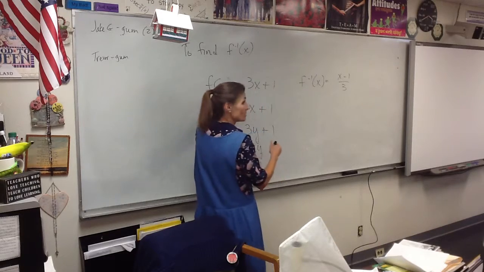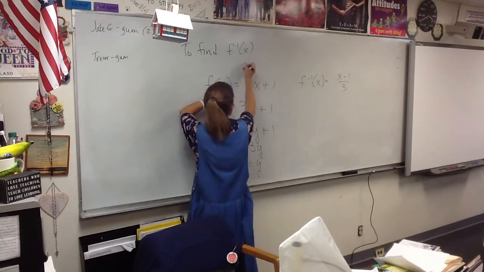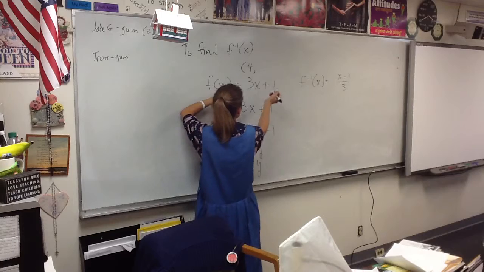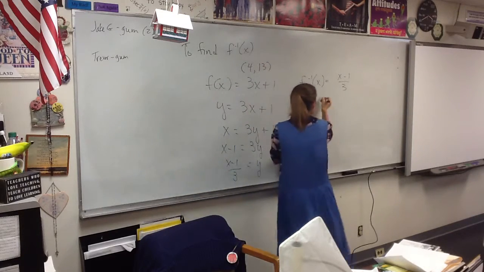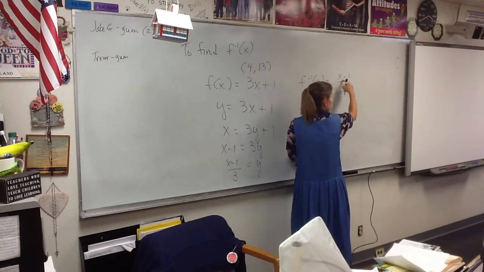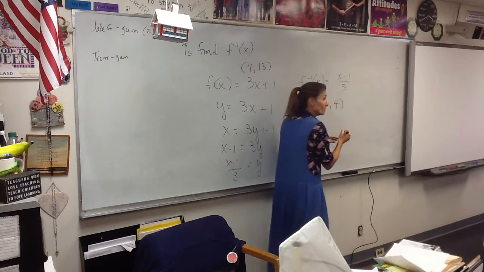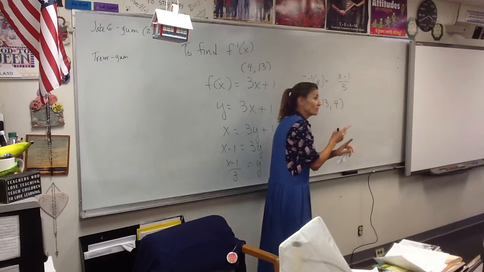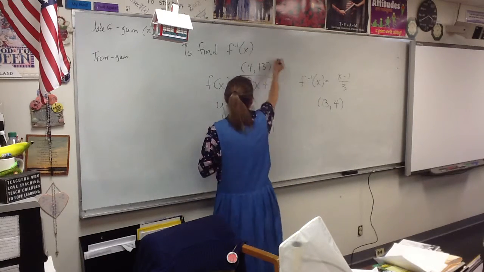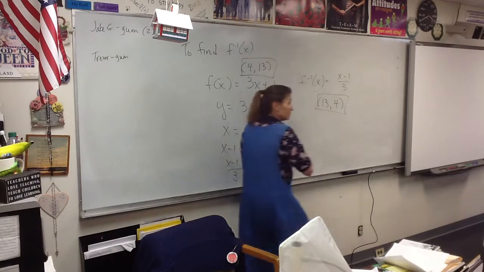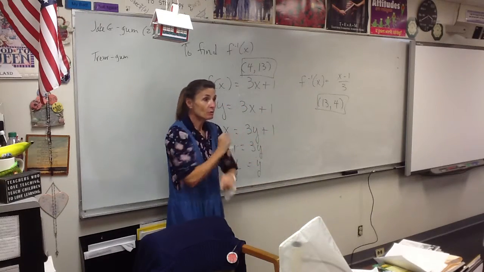So look what happens to the order of pairs. In the original, if I stick a 4 in, I get a 13 out, right? We'll come over here, put a 13 in, and what comes out? You undo each other. When Bailey said you switch the x's and the y's, that is exactly what happens. Inverses undo each other.